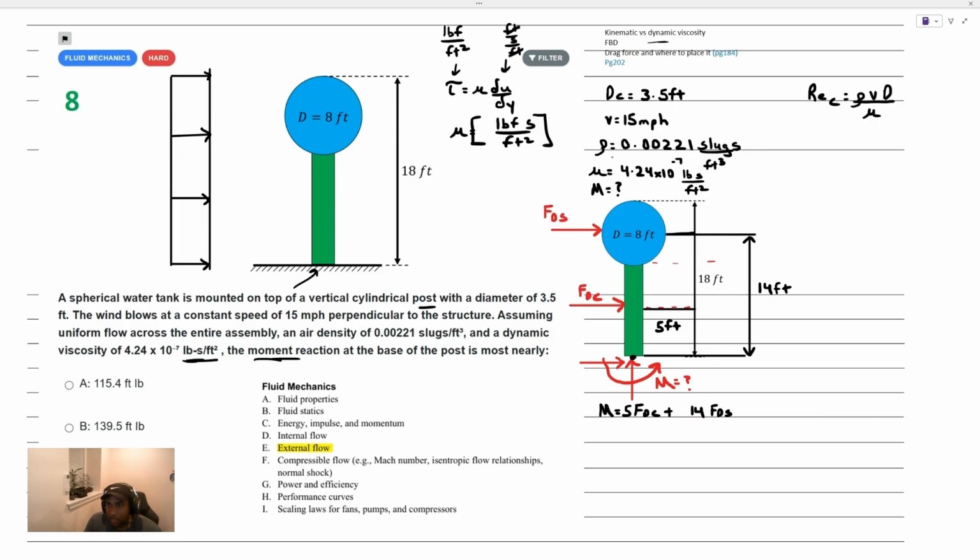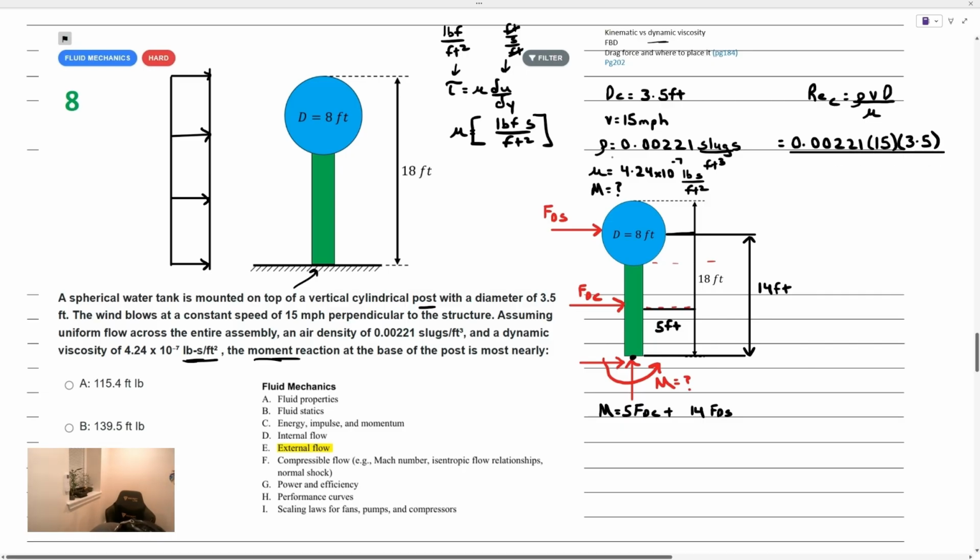Okay, so what I'm going to do is plug in to this cylinder Reynolds number, and I know that it's a pound force, so I can be consistent with my units here. What is my density? It's 0.00221. What is my speed? 15 miles per hour. The diameter of that cylinder is 3.5 feet, as mentioned inside of the problem, as well as the absolute viscosity here, 4.24 times 10 to the minus 7.